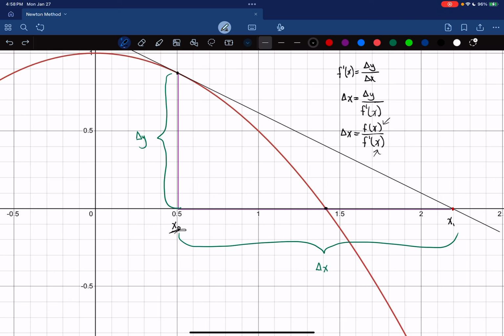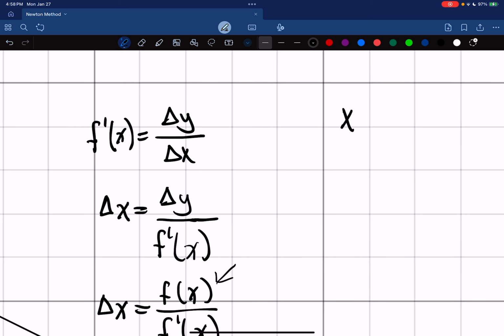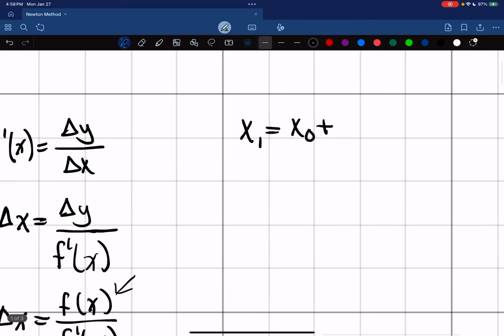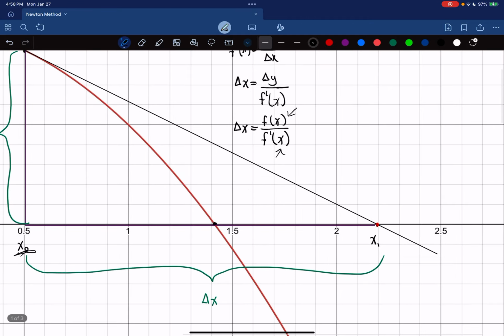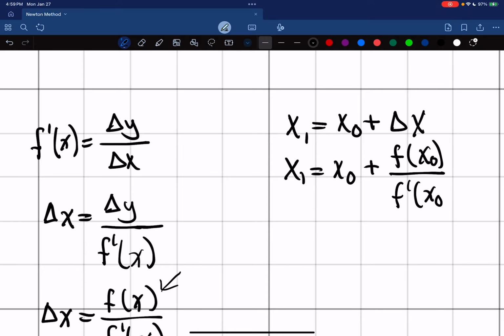Now, since I have this, like I said, what I can simply do is x0 plus the change in x. So I'll start up here. x1 equals x0 plus the change in x. Okay? In other words, I could sub in everything, and I get x1 equals x0 plus the function at x0 all over the derivative at x0.